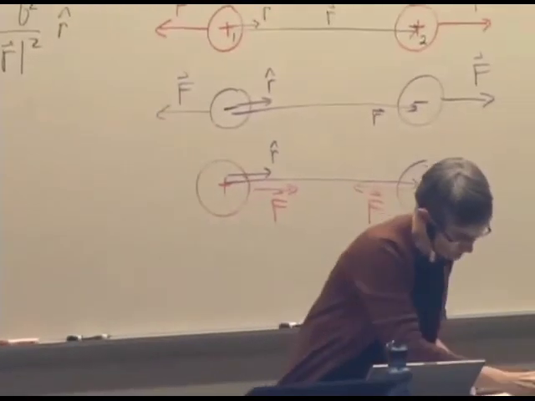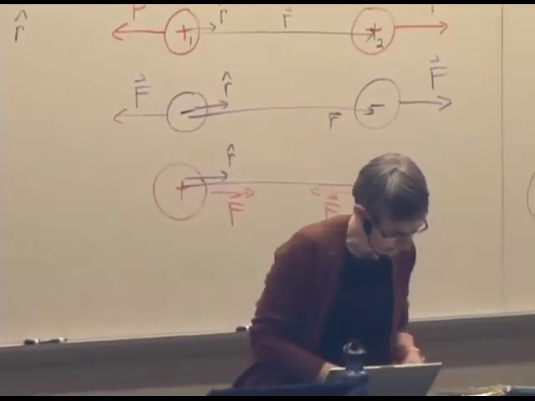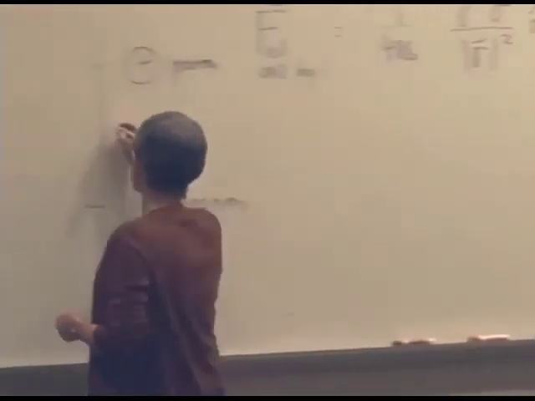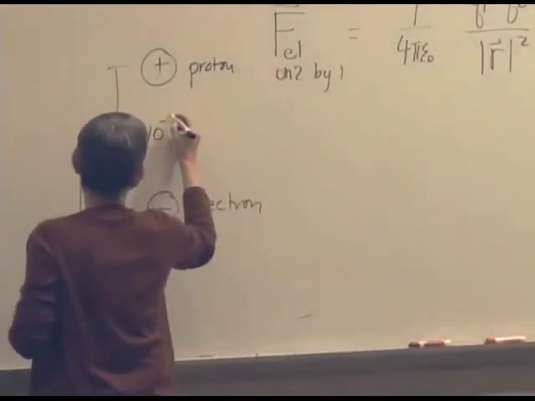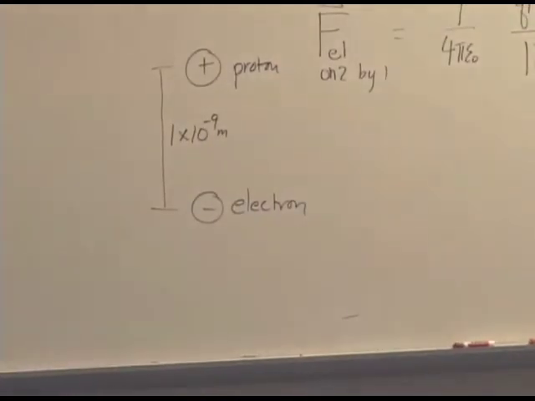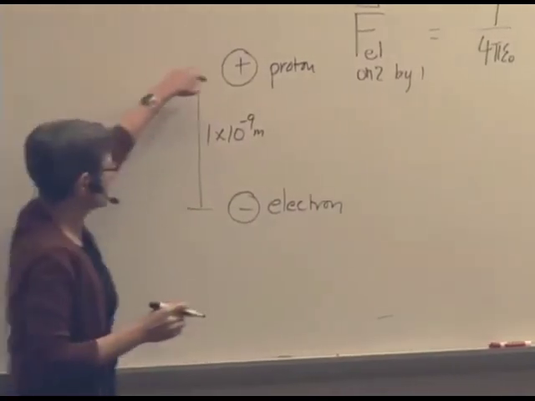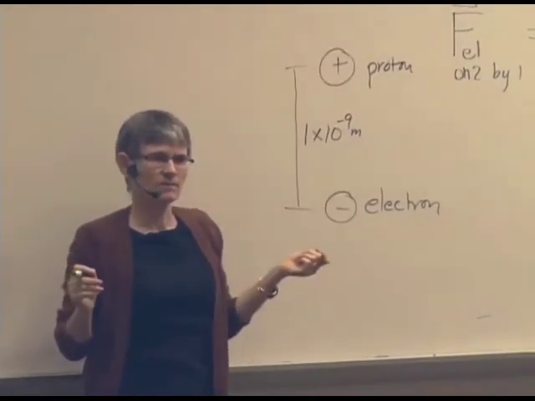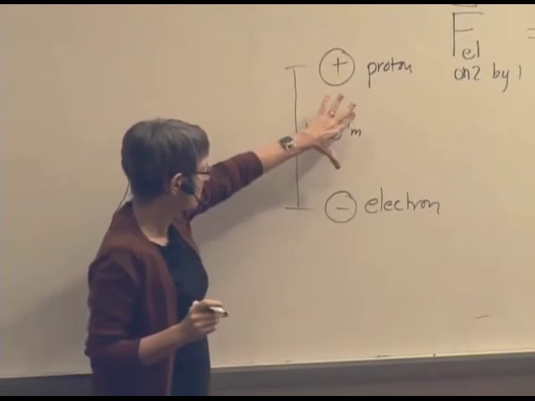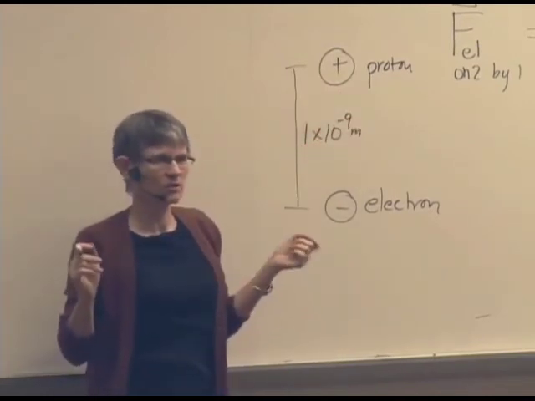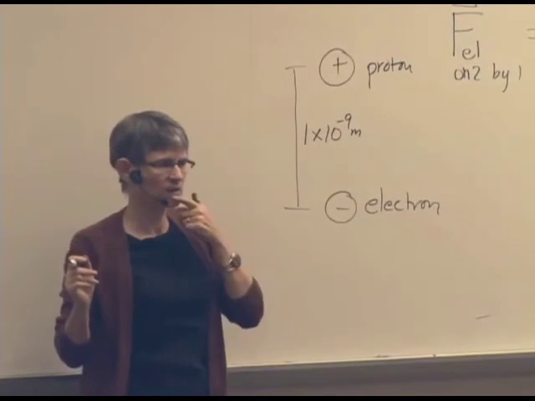So this is a nanometer. That's 1 times 10 to the negative 9 meters. And the question we want to ask is, well, they have charge, but they also have mass. So they're going to attract each other electrically, but they're also going to attract each other gravitationally.